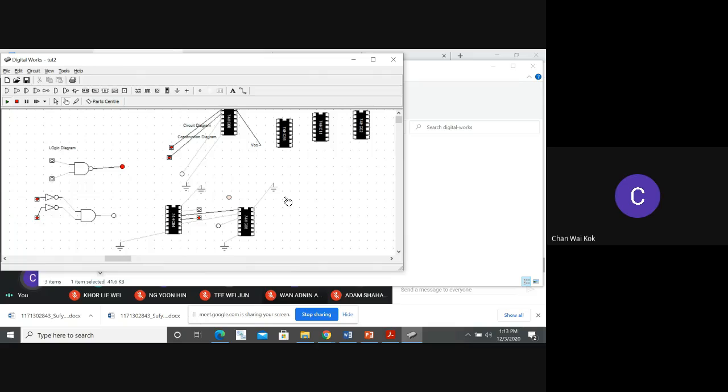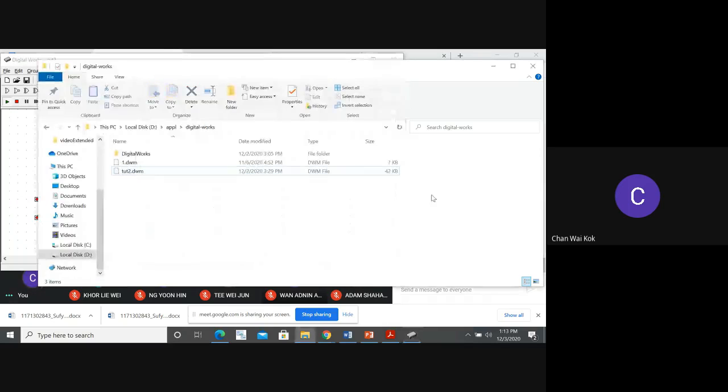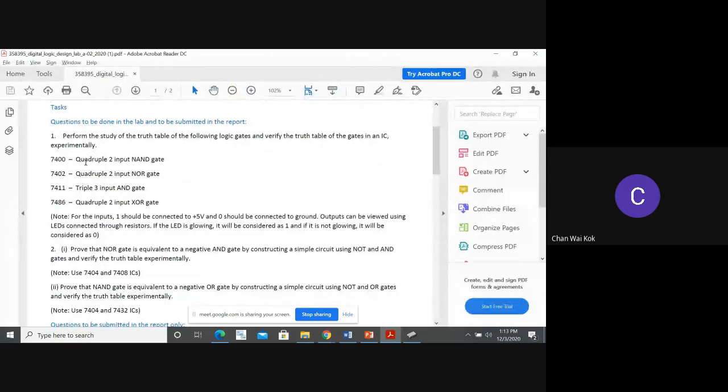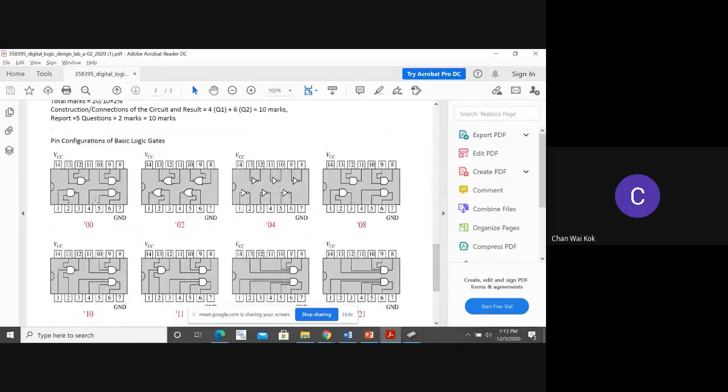Then you can use the circuit diagram. In the circuit diagram, you have to refer to your PDF file, isn't it? The 7400 is this one, correct? So you have VCC, ground. Pin 14 is VCC, pin 7 is ground. Pin 1 and 2 are input, pin 3 is output. So you decided to use this gate. There are 4 gates here, so we use one of the gates.